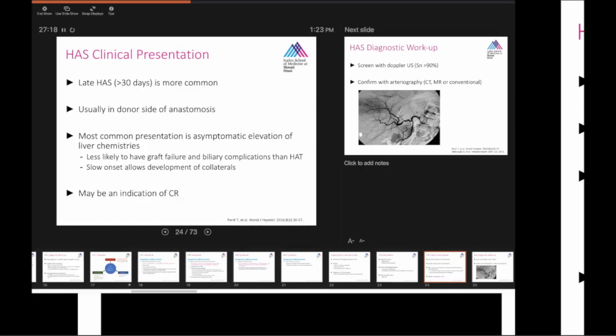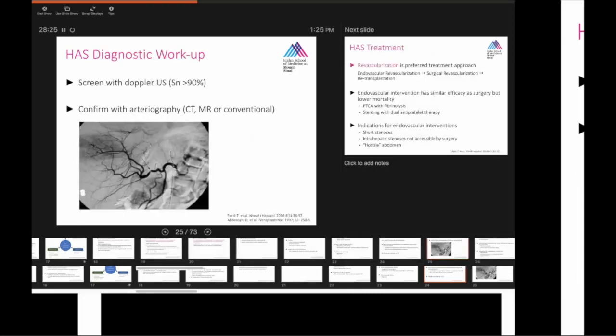The reason for that is that this is stenosis, so the onset is slow and there's enough time for collaterals to develop. Some authors are saying that the presence of HAS might be an indicator of chronic rejection, but I wonder if, in those studies, they biopsy frequently and just find chronic rejection because of the frequent biopsies. The diagnostic workup is similar to HAT. You start with Dopplers and then you confirm with angiography.